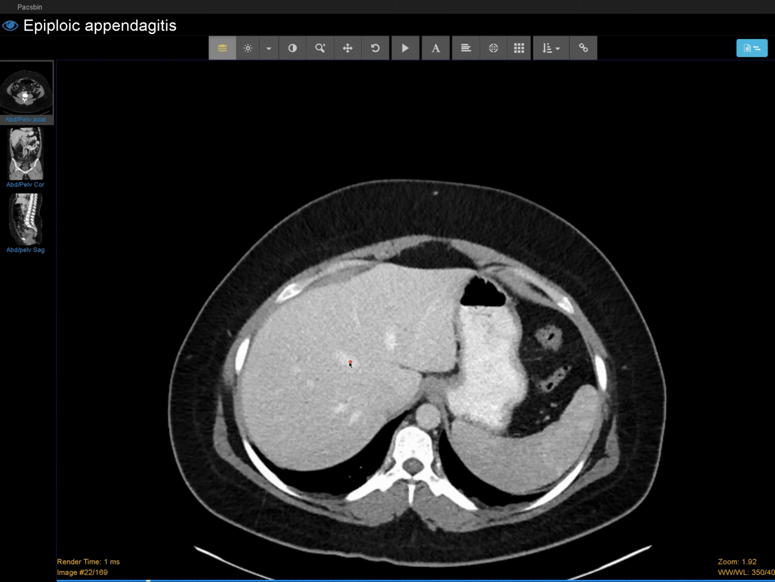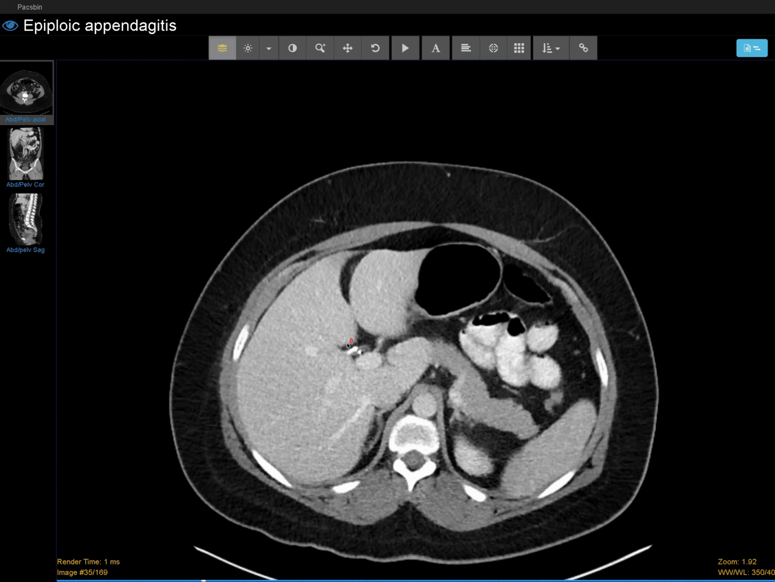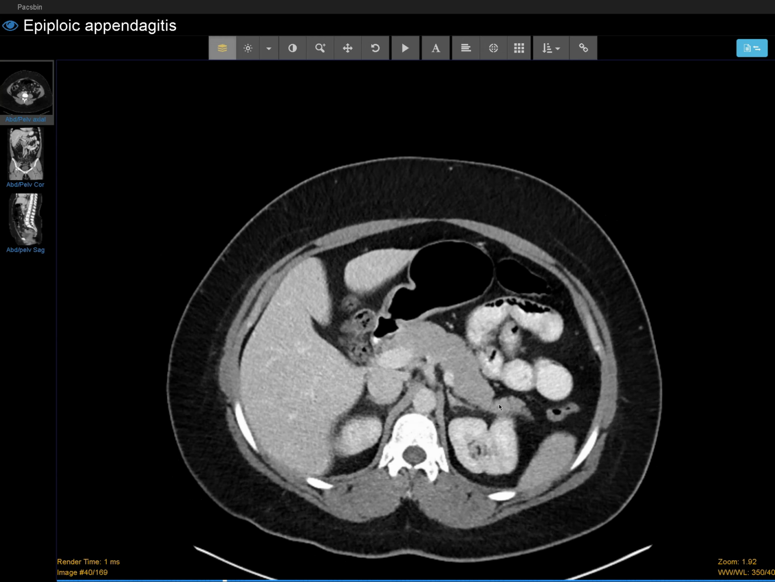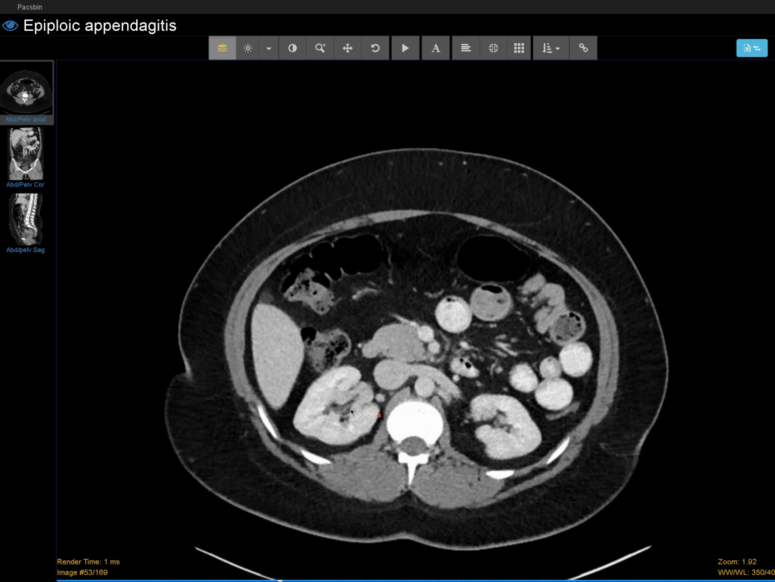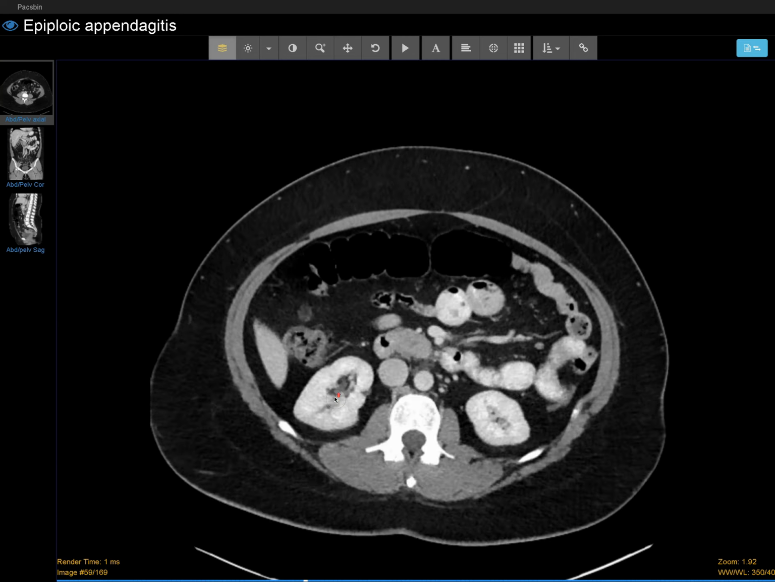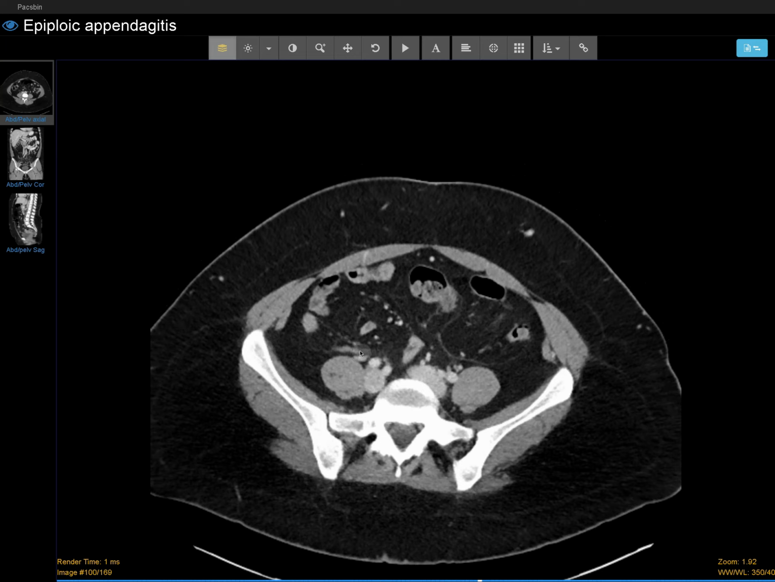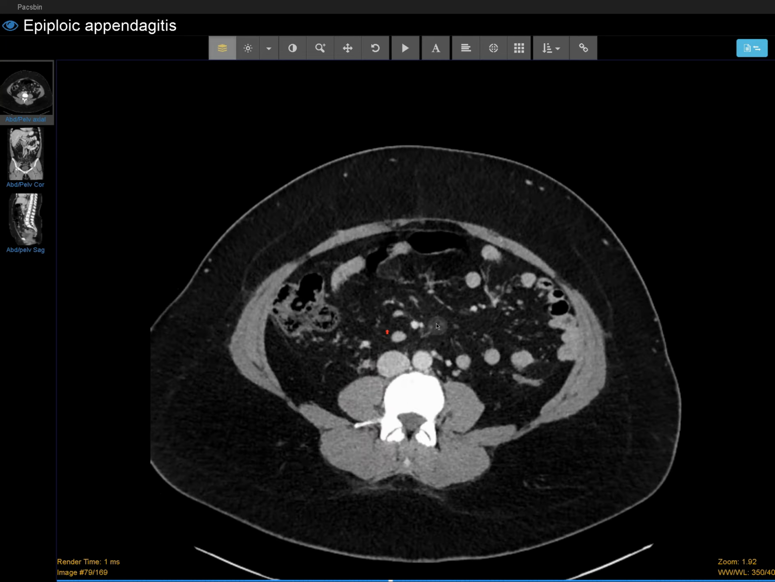Quick look at the liver, nothing concerning. There are cholecystectomy clips, so this person had their gallbladder removed. Pancreas looks okay. Right and left kidney, I didn't see a big hydronephrosis or a renal stone. Then usually I like to go to the right lower quadrant in the area of the appendix. We actually do see the appendix really well, and this is a normal appearing appendix.